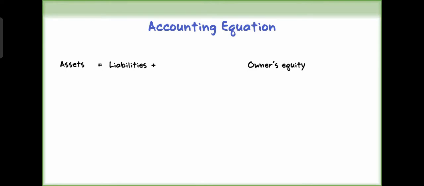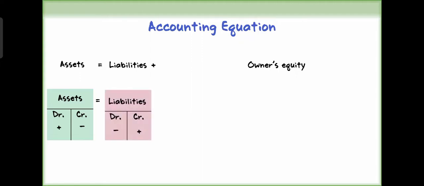Let's look at the categories in the basic accounting equation. Assets are the resources of a business. Assets have a normal debit balance, increase with a debit, and decrease with a credit. Liabilities are the legal debts or claims of a business against its assets. Liabilities have a normal credit balance, increase with a credit, and decrease with a debit.